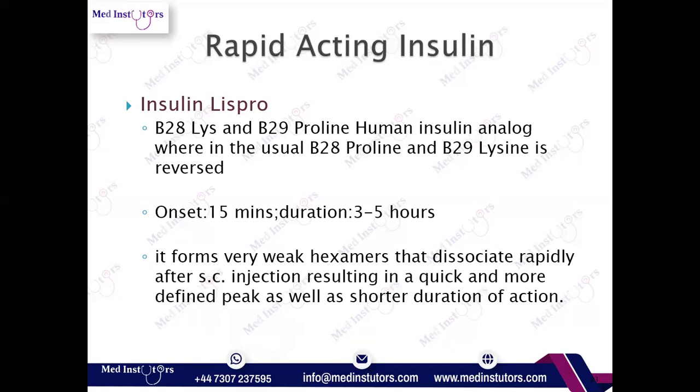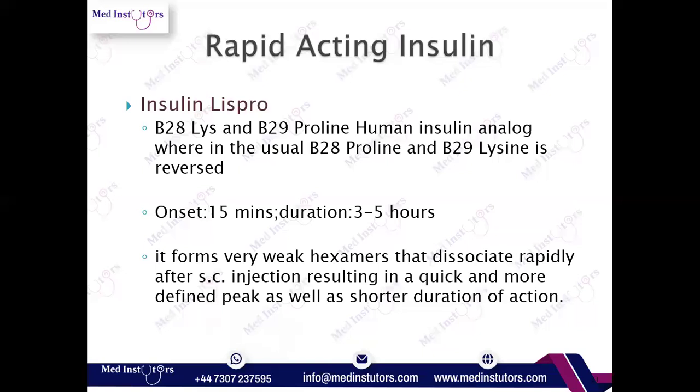Onset of action is within 15 minutes, and the duration of action lasts for 3 to 5 hours. The rapid-acting insulin Lispro forms weak hexamers that dissociate rapidly after subcutaneous injection, resulting in a quick and more defined peak, as well as a shorter duration of action.